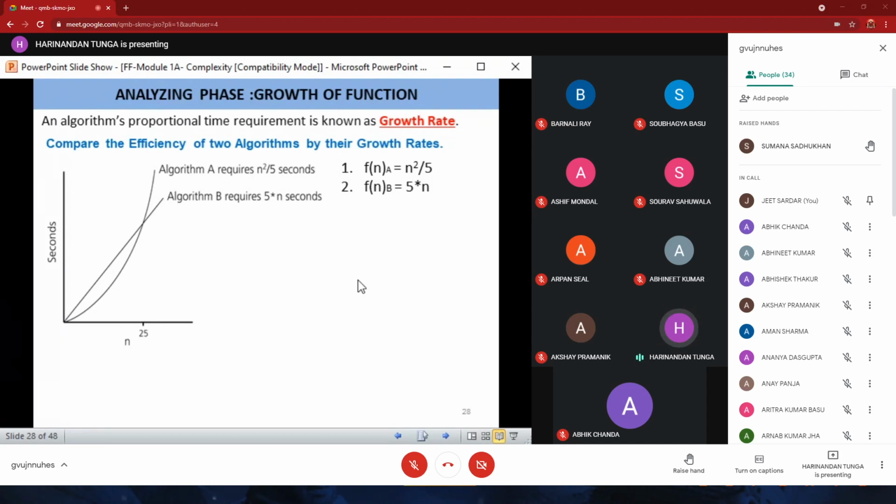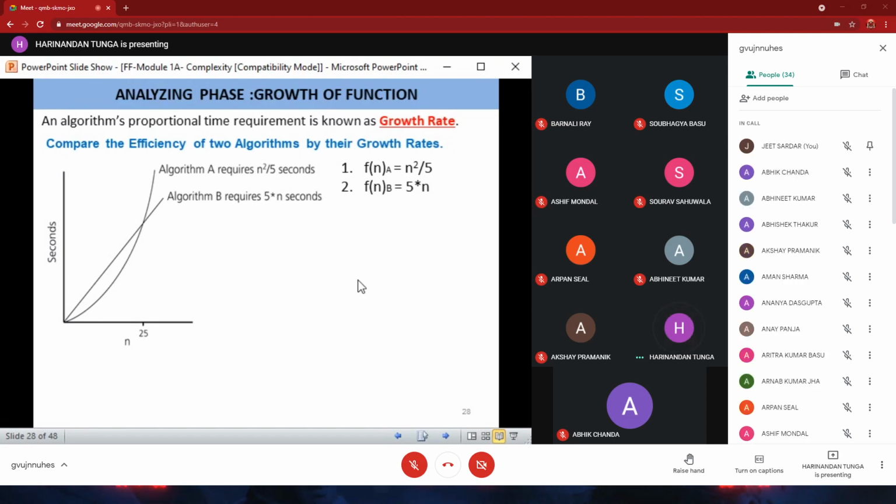The algorithm's proportional time requirement means the execution time of an algorithm, that is, how much time is required for its execution. This proportional time requirement is known as the growth rate.